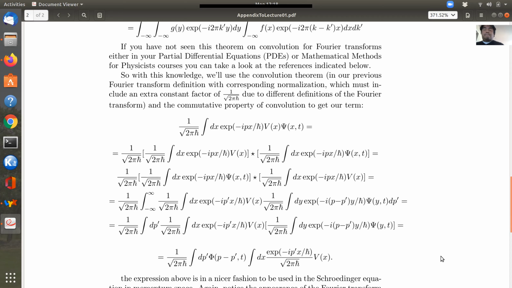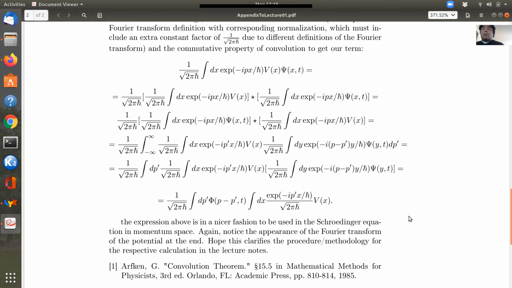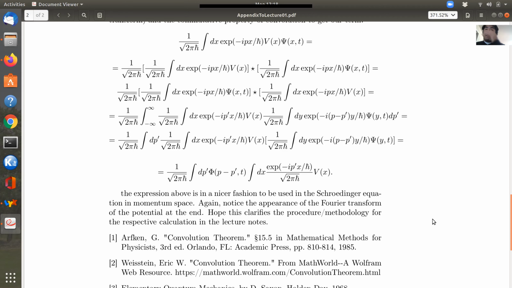So this is the explanation of why that equality holds, where I have just used two properties, essentially the convolution theorem for Fourier transforms of products and the commutative property of convolutions. And that's it. So it's just nicer to express in this way this term in the Schrodinger equation in the momentum space. And of course, again, I stress that I have the Fourier transform of the potential in this part. Of course, this other term I already recognized. And just be mindful of these two properties.